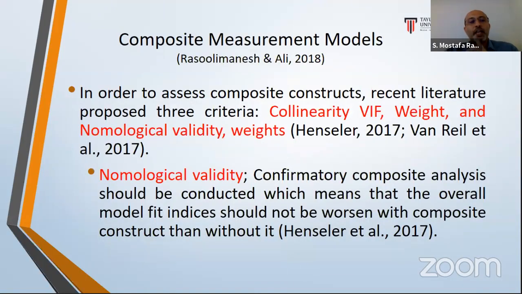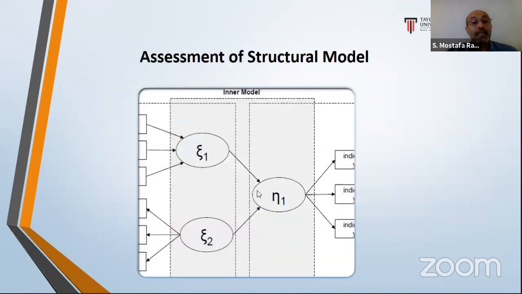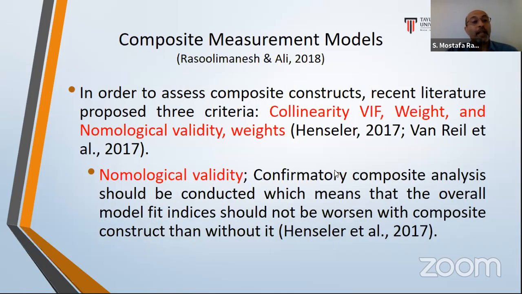For a composite construct, one more thing we need to add to VIF and the significance of weight is nomological validity. We need to check nomological validity for a composite construct. This is one place where goodness of fit is important. For nomological validity, we need to check goodness of fit before including the composite and after including the composite, and goodness of fit should not be worsened when we include the composite construct.